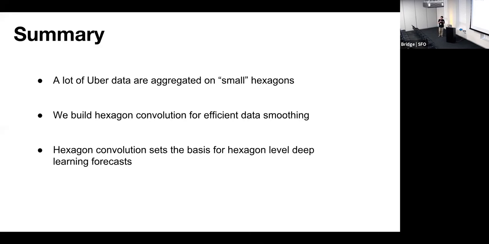To make this data smoothing more efficient, we built this Hexagon convolution, which really improves the computation cost. By using Hexagon convolution, it opens the door for us to do a lot more fancy stuff, building machine learning models and deep learning models. And we are trying to use the Hexagon convolution to build our real-time forecasting model.